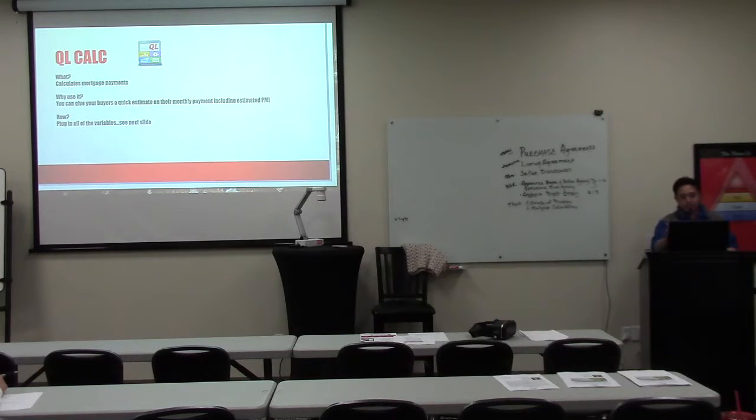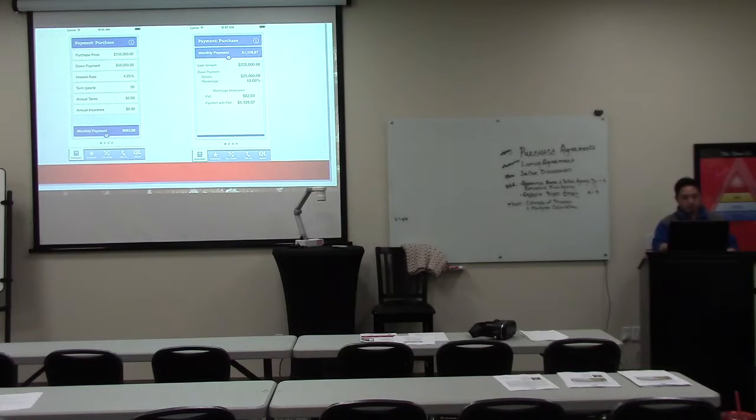So you can give buyers a quick estimate on their monthly payment, including estimated PMI. I like QL Calc versus some other ones out there because it lets me plug in all the variables. So I can put in purchase price, down payment, interest rate, term, annual taxes, and annual insurance. While some other ones won't let me manipulate those different variables and those different calculators.